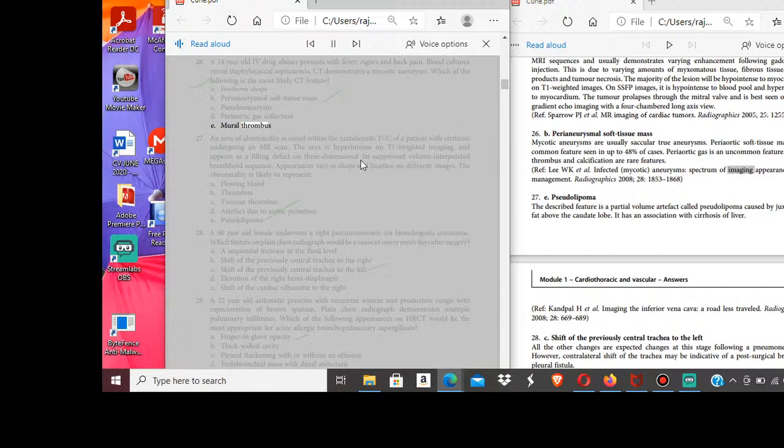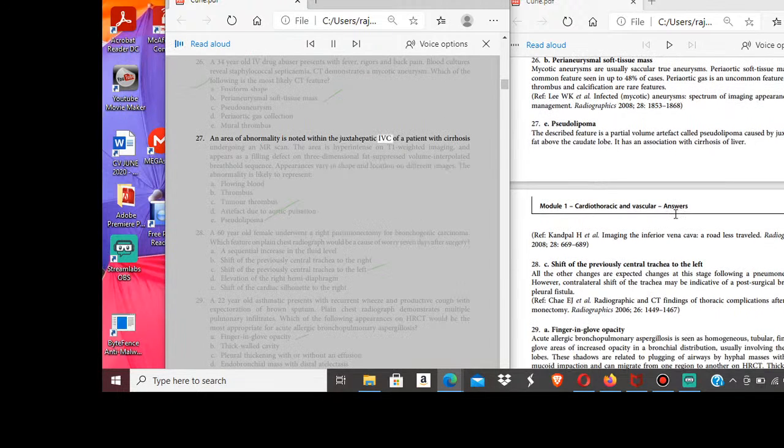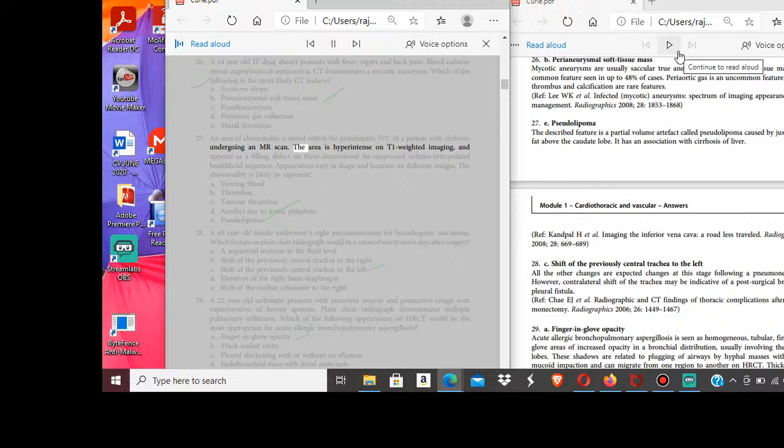27. An area of abnormality is noted within the juxtahepatic IVC of a patient with cirrhosis undergoing an MR scan. The area is hyperintense on T1 weighted imaging, and appears as a filling defect on three-dimensional fat-suppressed volume interpolated breath hold sequence. Appearances vary in shape and location on different images. The abnormality is likely to represent: A. Flowing blood, B. Thrombus, C. Tumor thrombus, D. Artifact due to aortic pulsation, E. Pseudolipoma.